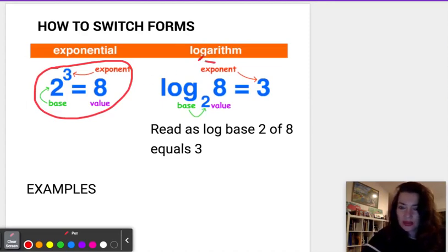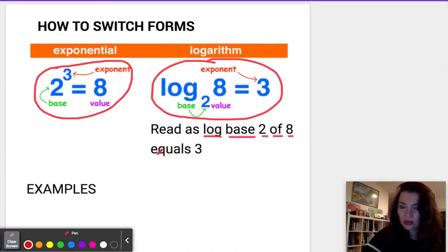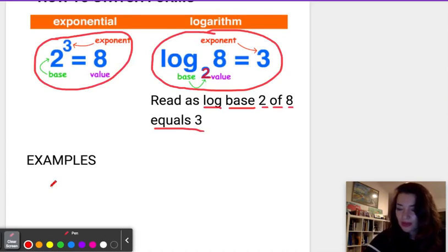Let's look at the logarithmic form. We have log base 2 of 8 equals 3. So that's the way we read it. Log base 2 of 8 equals 3. So let's try a few examples. You can pause this video and try to switch forms. For example, how would you write 4 squared equals 16 in log form?